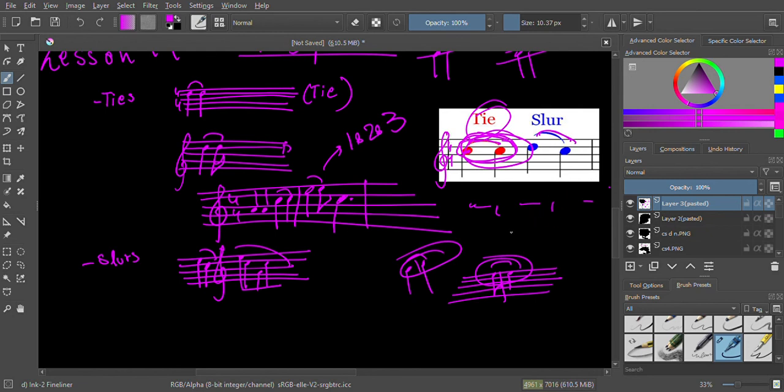So point being, a tie means you hold it for the full value of all notes involved. It's not only two. As long as they have the same pitch, you can have an unlimited number of notes under a tie. And a slur means you play however many notes without any gap in between them. You're not stopping each time. Without a slur, remember you do stop each time. That being said, that's all I really wanted to cover.